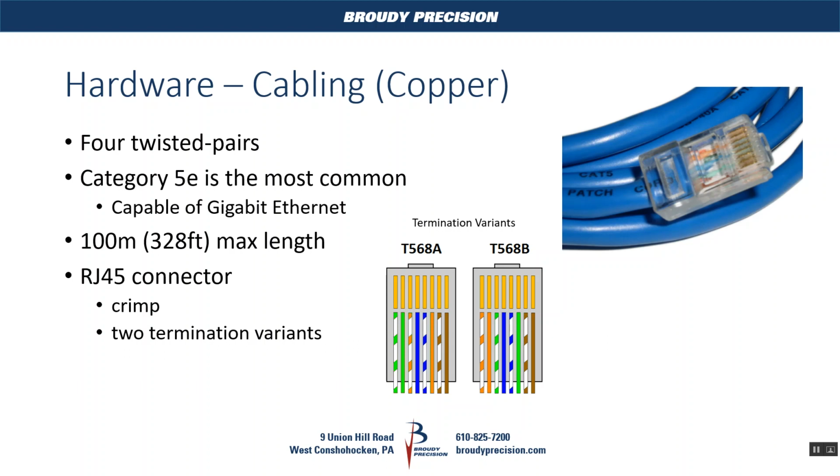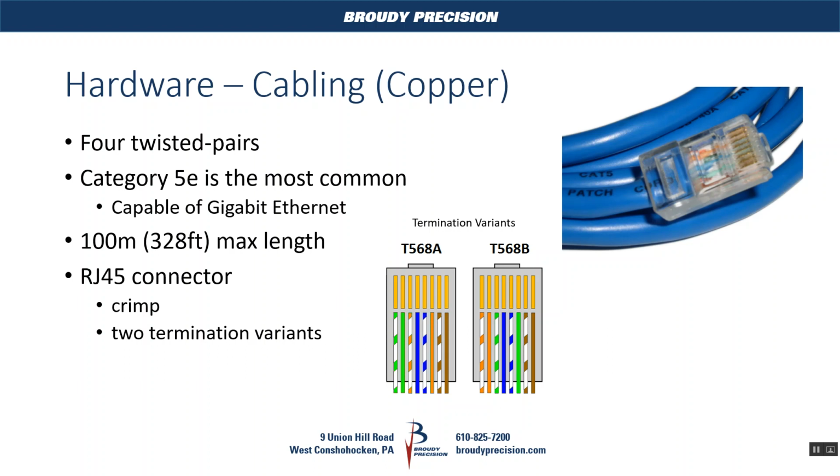So with copper, you have a cable with 4 twisted pairs in it. Cable is specified at a couple different categories. Category 5E is the most common, and it's capable of gigabit Ethernet. It's all you would need for most HVAC applications. Sometimes you'll see specified on a job for Category 6 or Category 6A cable. But from a strictly network capability point of view, Category 5E is all that would be needed for the work that we do. The maximum length for these cables is 328 feet, which is 100 meters.